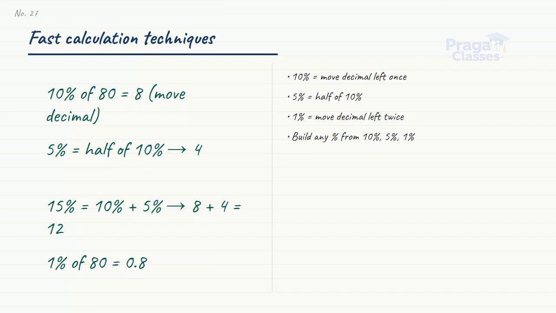Now you can build anything. Want 15% of 80? That's just 10% plus 5%, which is 8 plus 4, giving you 12. And 1% is just moving the decimal 2 places. 1% of 80 is 0.8. This is what you're doing when you're at a store and a 15% discount sign pops up. You can figure out the savings in your head before you even reach the register. It's like having a calculator built right into your brain.